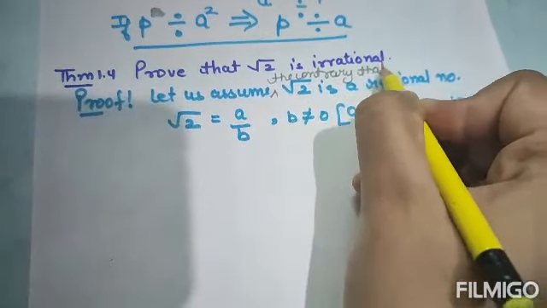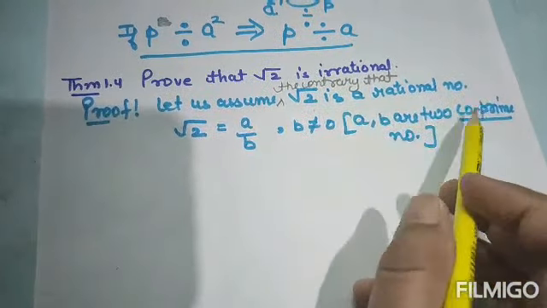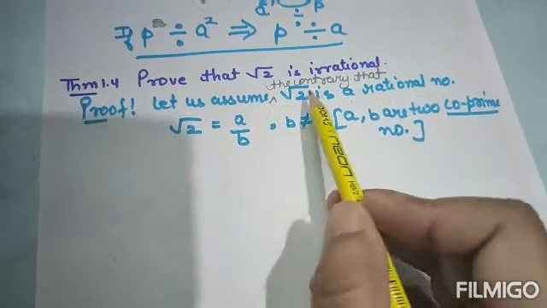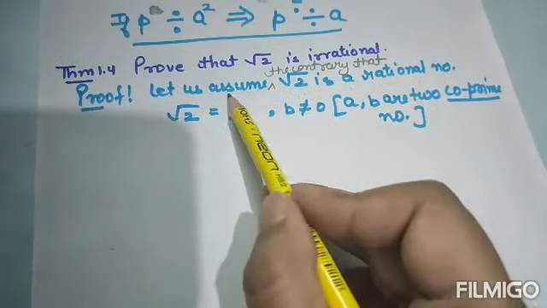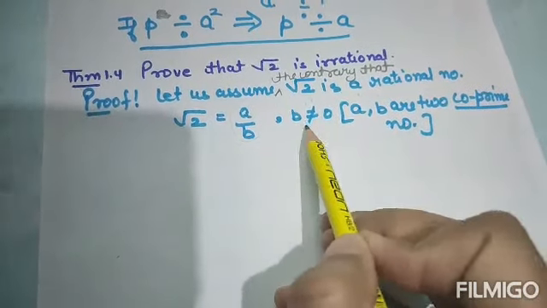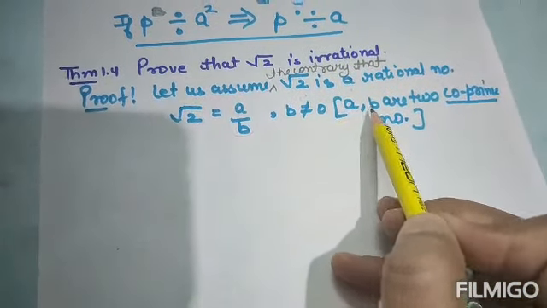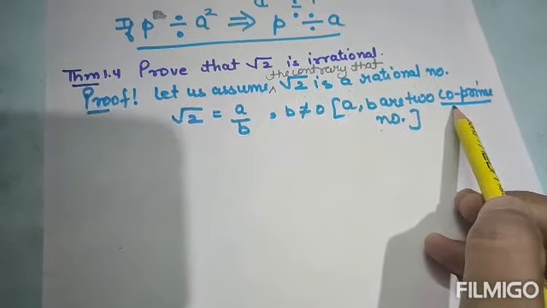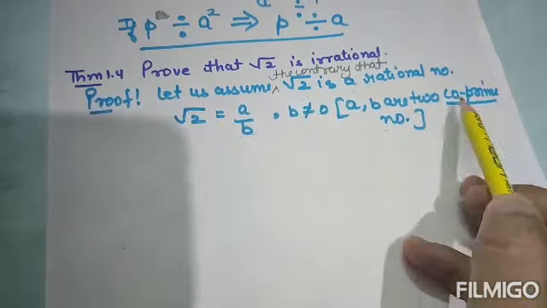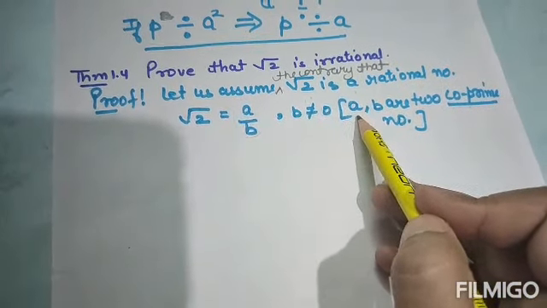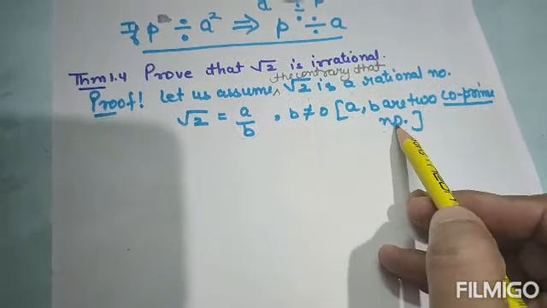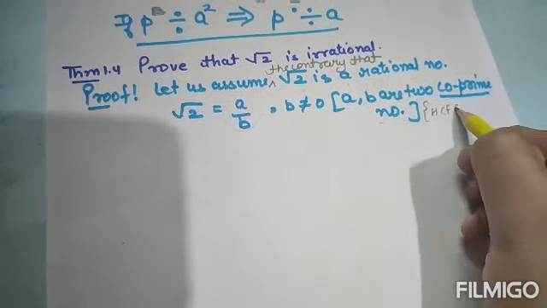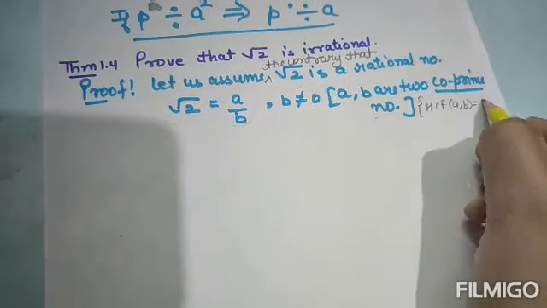Let us assume the contrary, that root 2 is a rational number. Look, what is a rational number? Rational numbers are those numbers which can be written in the form a by b, where b cannot be 0, and we have taken a and b as two co-prime numbers. What are co-prime numbers? Two numbers are co-prime if their highest common factor, that is HCF, is 1. HCF of a comma b equal to 1.